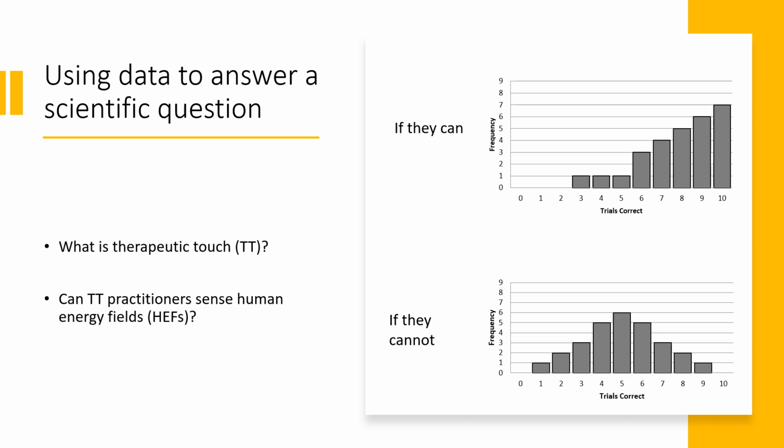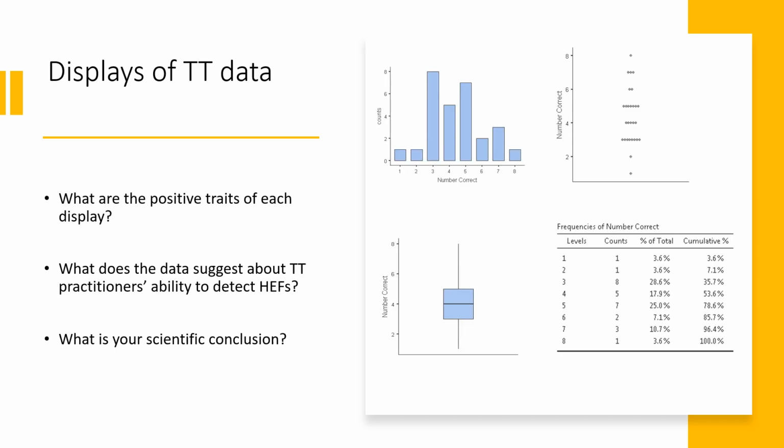So now let's look at what the actual data looked like. You have 4 displays of the data over here on the right: a frequency bar graph, a stacked point plot, a box whisker plot, and then a frequency table. Each of these is a different way of displaying the same data. Each has its own advantage that makes it easier for you to identify important or useful data and draw a useful conclusion.